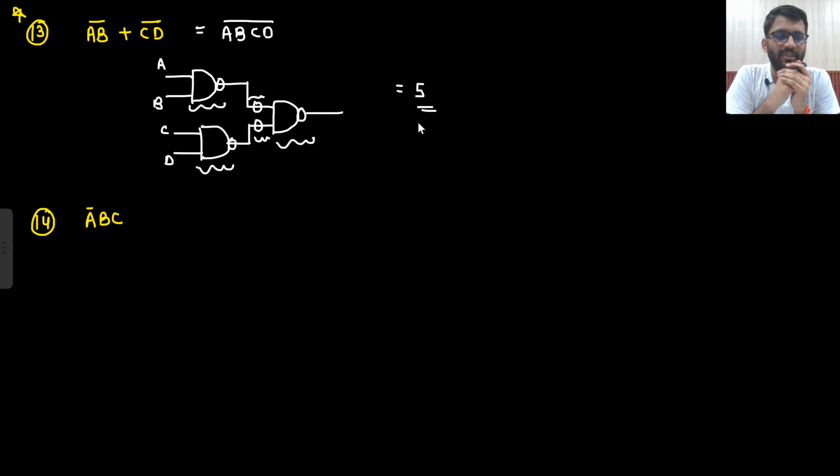What about this one? A bar BC. Can you do anything about it? No, I cannot do anything about it. So I have to implement it. A bar BC, nothing more I can do about it. This A bar BC will be A bar BC only. So A bar and BC.